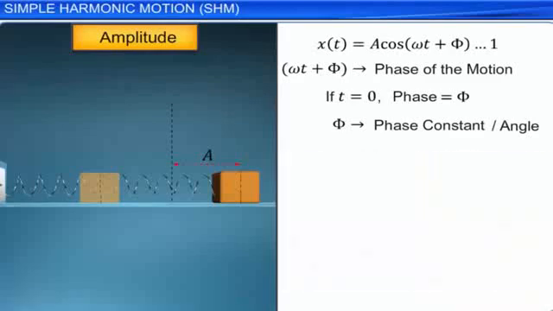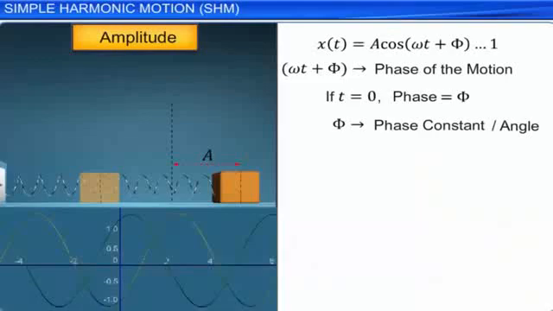As shown in the graph, two simple harmonic motions may differ in the phase constant phi in spite of having the same omega values. For simplicity, if phase constant phi is considered as 0, equation 1 above can be written as x is equal to a cos omega t.